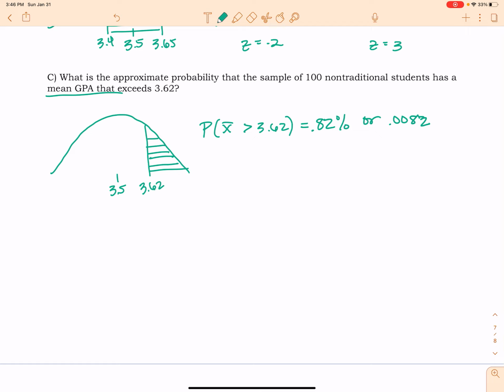Anyway, again, remember if you use your chart for this one, once you find your z-score, you will look it up on the chart, and the area that your chart will give you will actually be this area, so you will have to subtract that area from 1 to get the shading to the right.